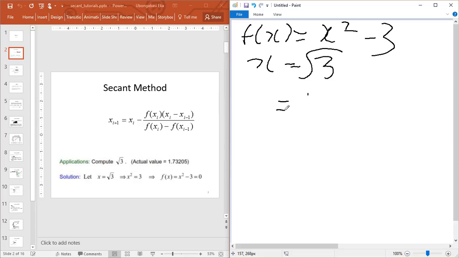Remembering it's a loop, it will be order n times n. That is order n squared. So the way to get our initial values x0 and x1 is looking at the actual value, which is the square root of 3, equals 1.73205. Okay?